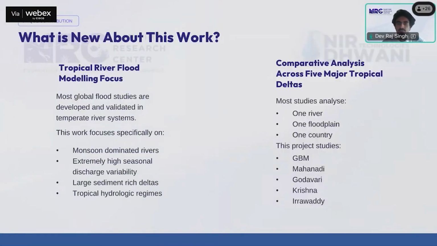So the novelty of this work is that there are many studies available for the temperate region. For example, there's an LSTM study in the US where they have trained their model on more than 500 basins in the US river systems. But there's not much study on the tropical river systems, which have their own very unique problems like monsoon and climate variability. Then, rather than focusing on one river, we'll be focusing on five delta systems that can help us compare the similarities and the differences between them. That can help us do a comparative analysis to understand the tropical systems better.